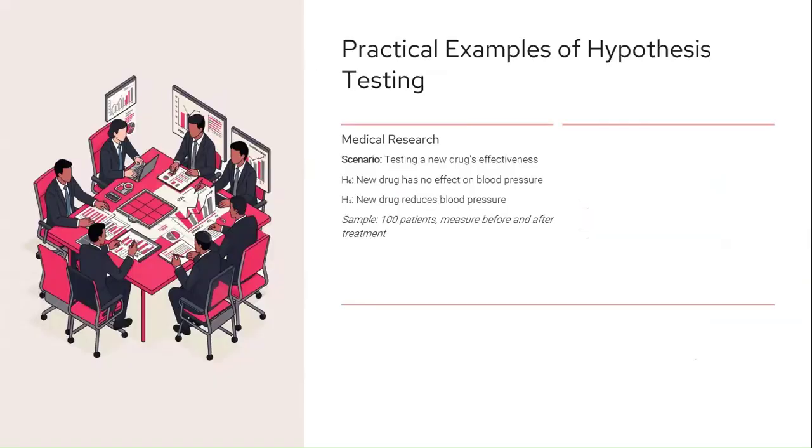Let us understand this with a simple example. Suppose researchers want to test whether a new medicine reduces blood pressure. The null hypothesis states that medicine has no effect. Drug has no effect. The alternative hypothesis states that new drug reduces blood pressure. Researchers collect the sample data from patients, analyze the results, and use hypothesis testing to make a statistical conclusion.